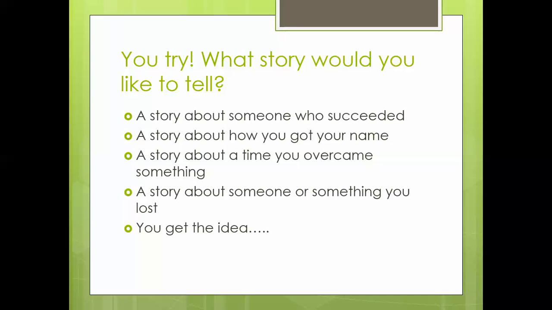So what kind of story would you like to tell? A story about someone who succeeded? Maybe a story about how you got your name? A story about a time you overcame something? Or a story about someone or something that you lost? You get the idea. Happy writing.